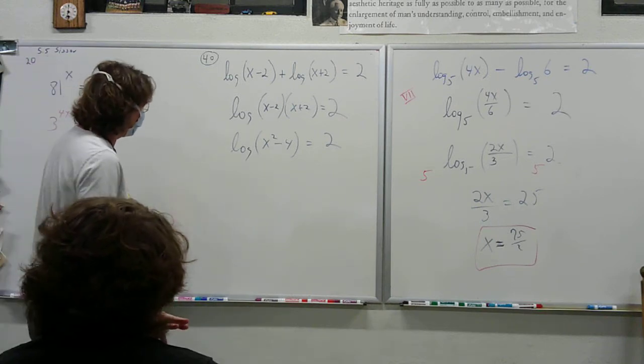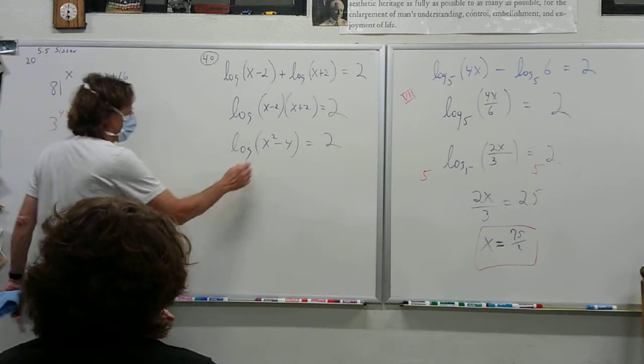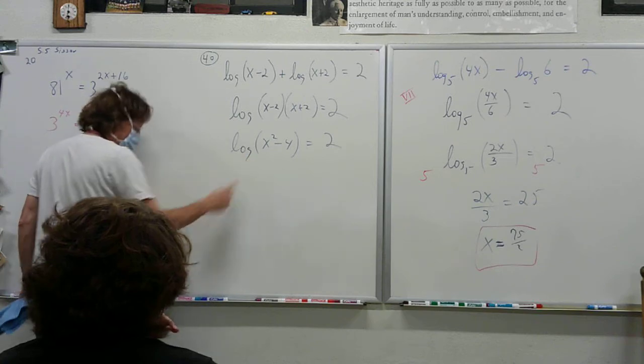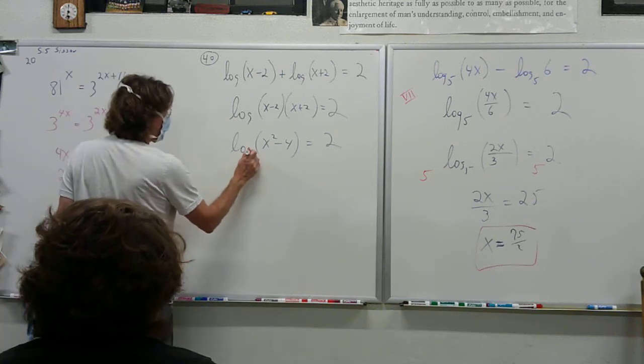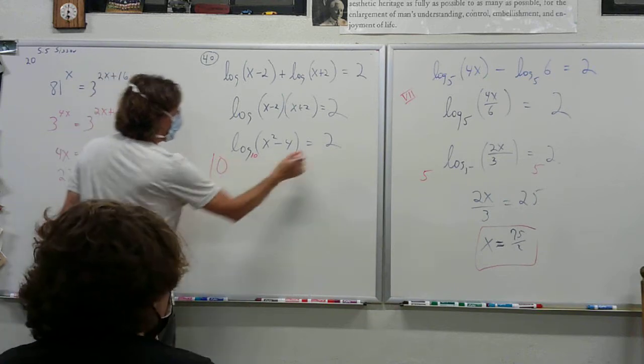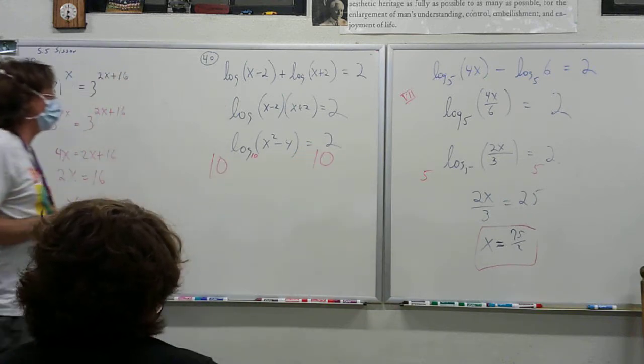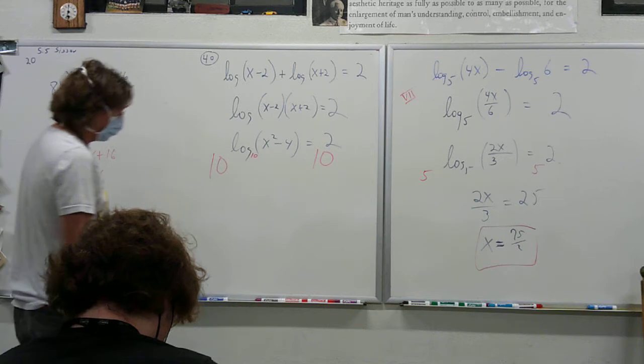Now, here's where I'm going to ask for a little help. What number is understood to be right there? 10. 10. Thank you. So you put a 10 there, and you get x squared minus 4 equals 100.